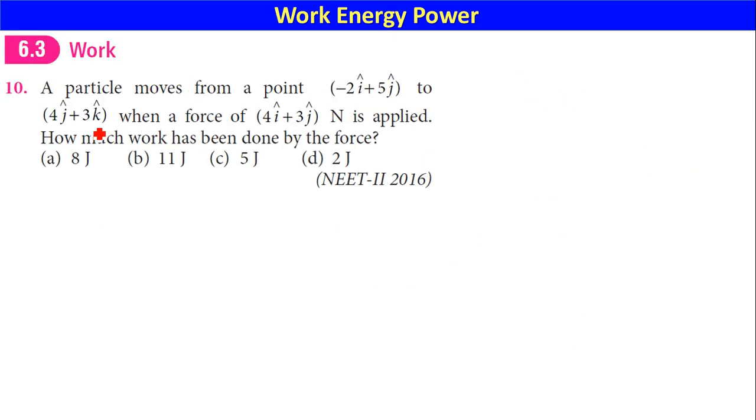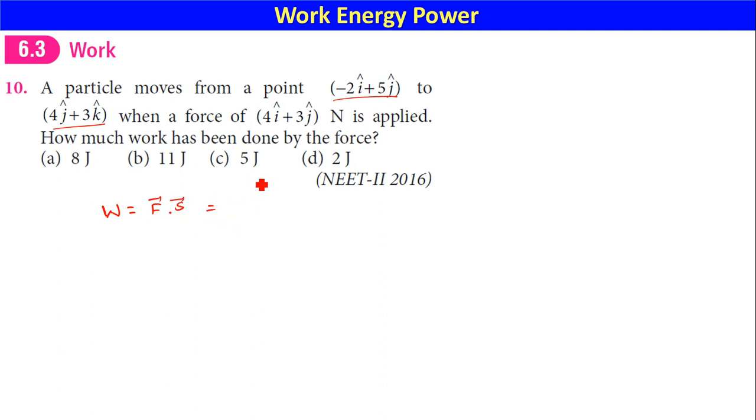Next one is what? A particle moves from a point to another point. When a force of 4 i cap plus 3 j cap newtons is applied, how much work has been done by this force? That is the question. Now the work done, is it a constant force? Yes. So therefore I can use this formula, F bar dot S bar.